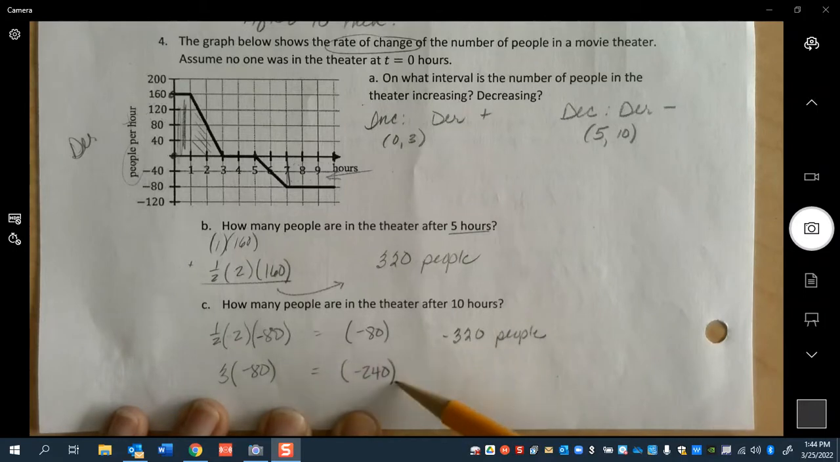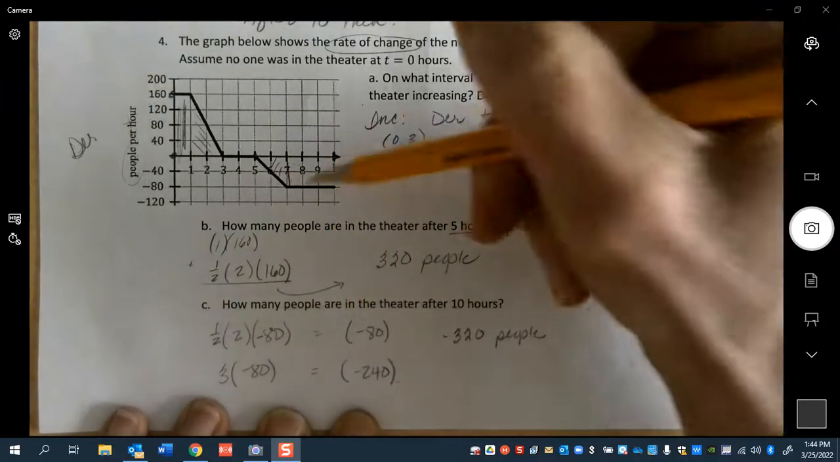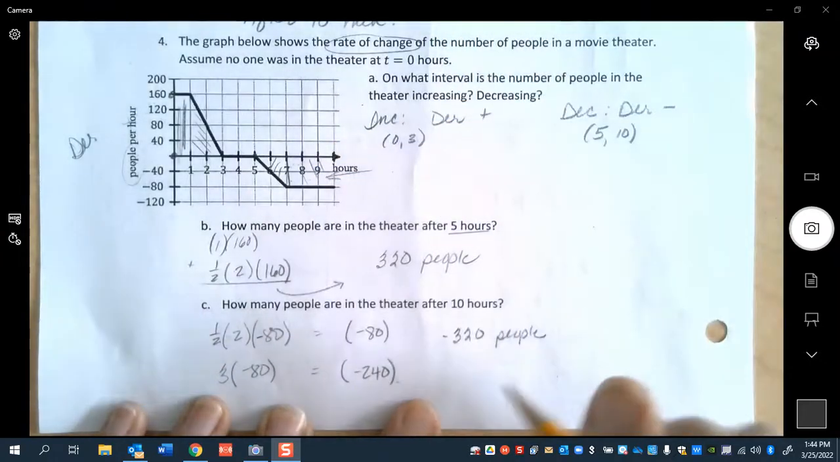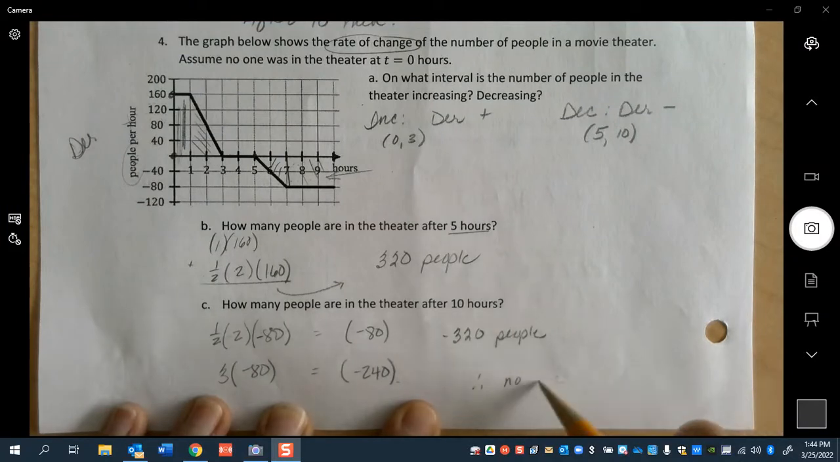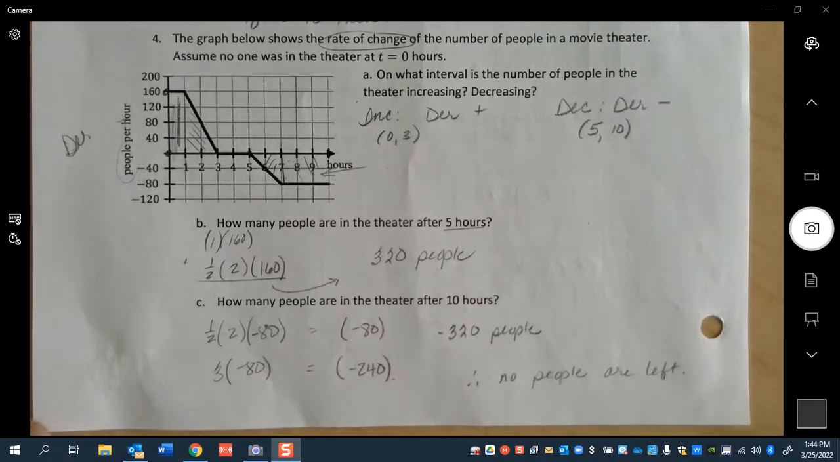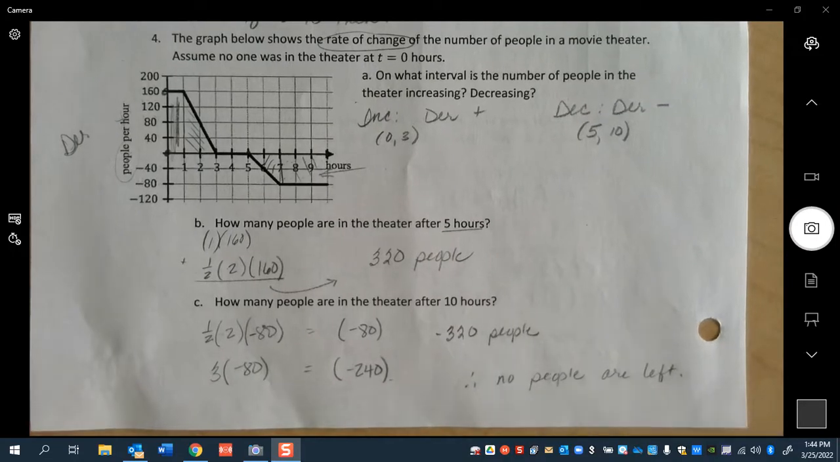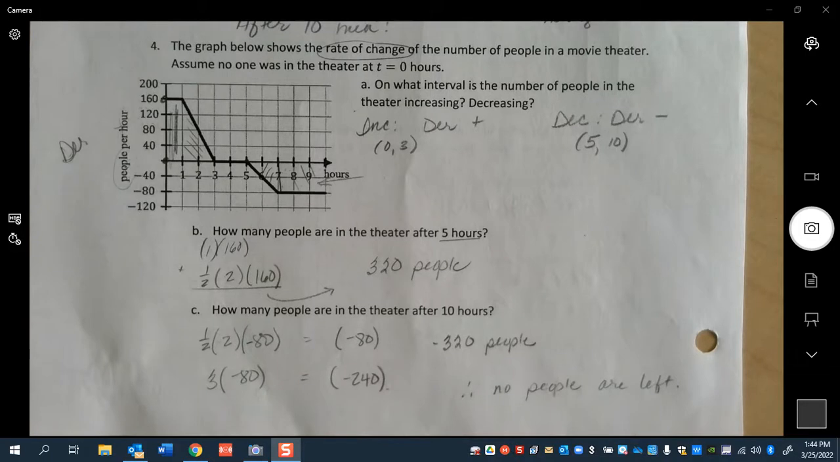Isn't this 320? Yeah. So here's my 80 people leaving. Here's my 320 people left. Therefore, no people. Are we okay with that? All right. Turn to your partners and explain to them how this graph shows people. Turn and talk. How does it show people?